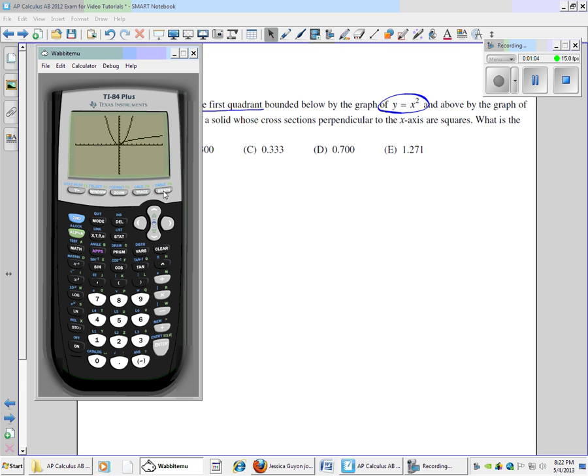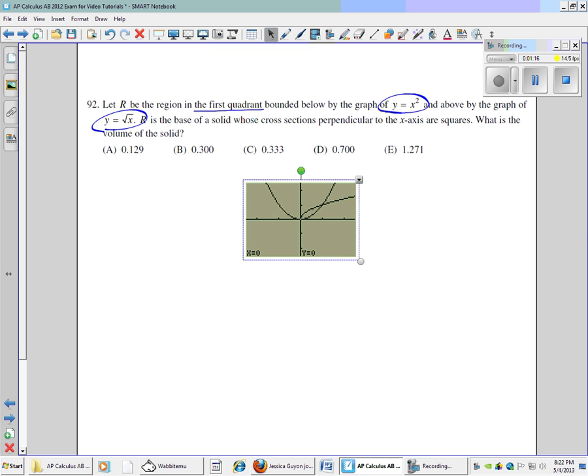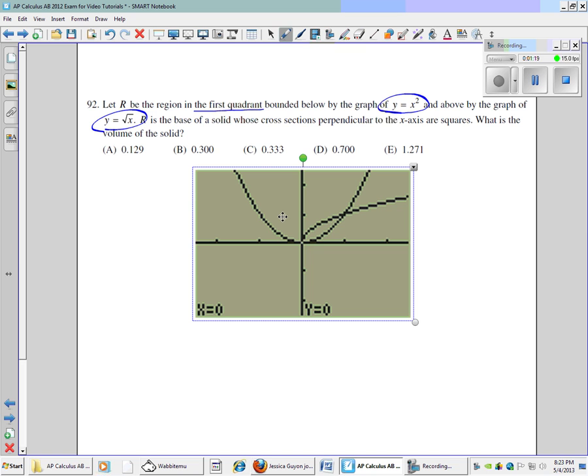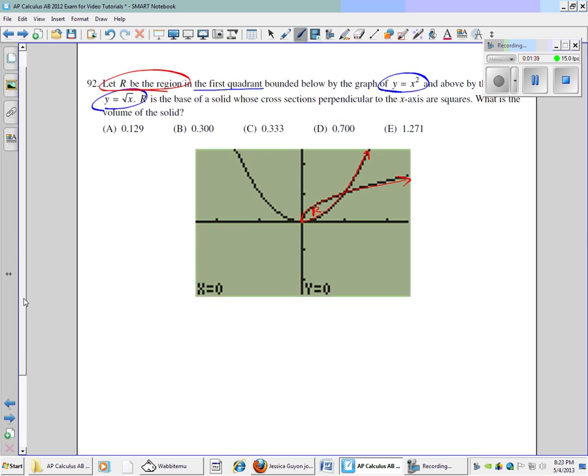All right, let's zoom in a little bit. And let's pull that off the screen and look at that. We're only looking at the information in the first quadrant. So we're looking at this part and this part. And this is our region R that they're referring to, the region in the first quadrant that's bounded by those two functions. Now, we need to know where they intersect. We know that's at 0, but what would this point be? It looks like it's at 1, but let's check it.